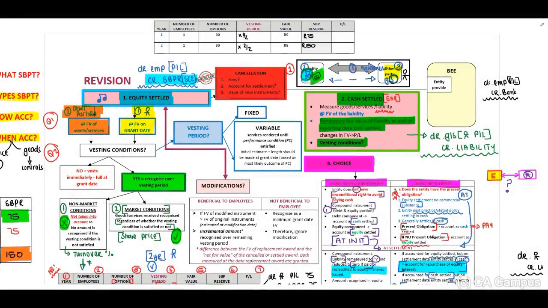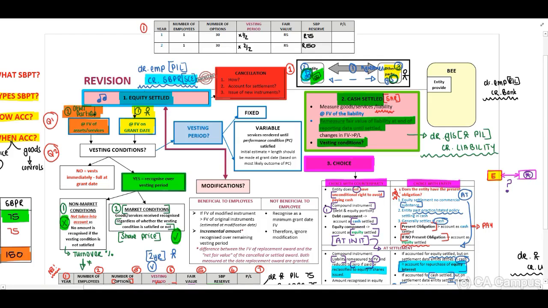Please focus on the red block, cancellation. Now, when we talk about cancellations, you need to know how to account for a cancellation. How do we account for settlement? And then how do we account if there is an issue of new instruments? Now, you will identify that I've included our basic example again at the top. And this will be, how do we account for a cancellation?